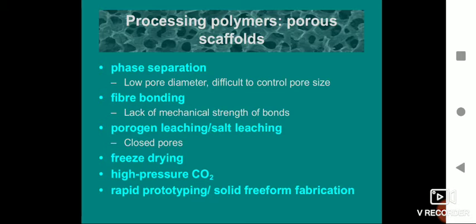And the other three methods are freeze drying, application of high pressure CO2 and rapid prototyping or solid freeform fabrication. The solid freeform fabrication is a very advanced technique which is being applied in many advanced tissue engineering applications. The best advantage here is that we can obtain a uniform pore size of the desired size that we want for our specific application.